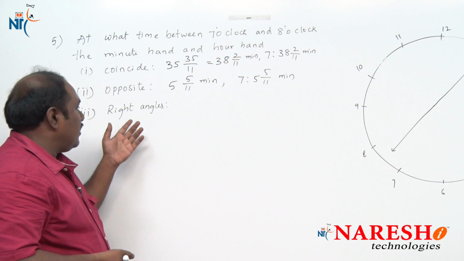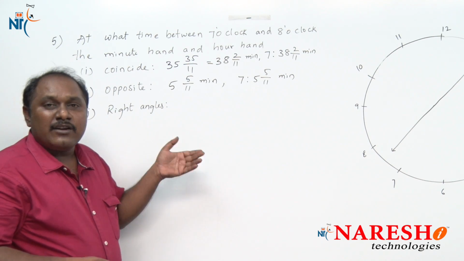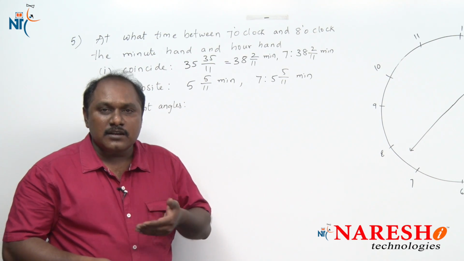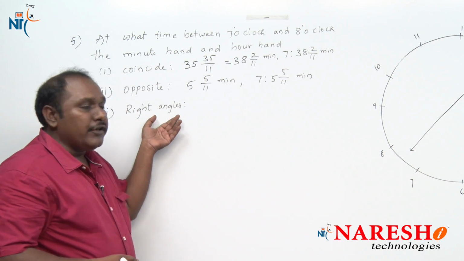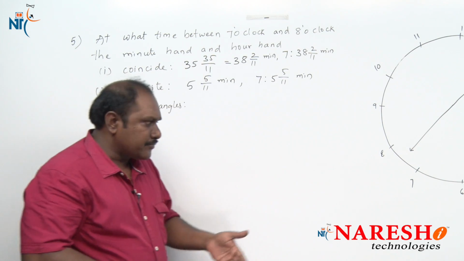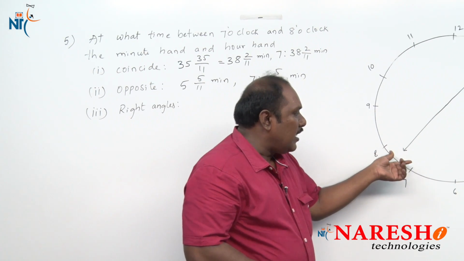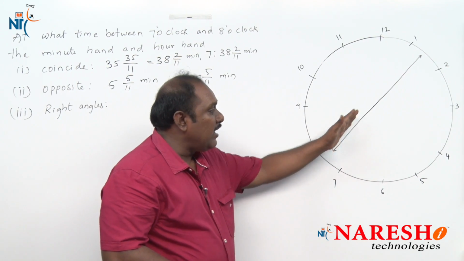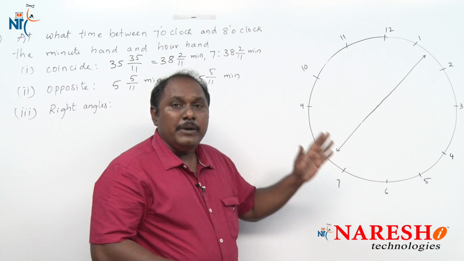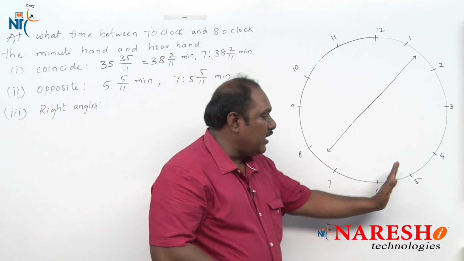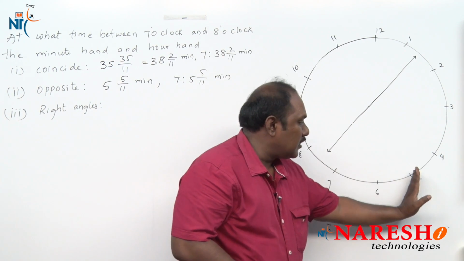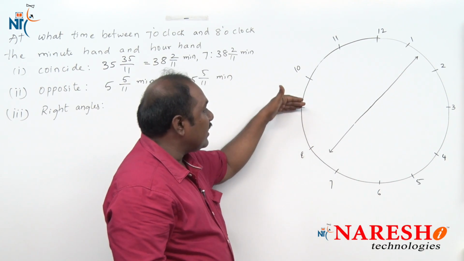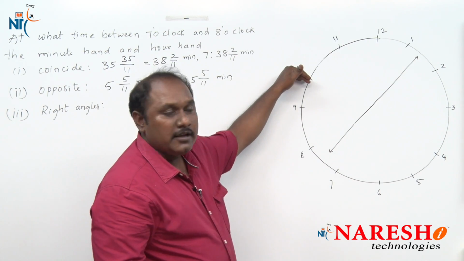Now, the third question, at what time are they at right angles to each other? Now, right angle is 90 degrees. 90 degrees is 3 hour spaces. Now, here also I am not going to use a formula, just simple common sense. Here we know that the hour hand should lie between 7 and 8. If suppose the hour hand lies exactly at 7, to be at right angles, the minute hand should lie exactly at 4, or it should lie exactly at 10.